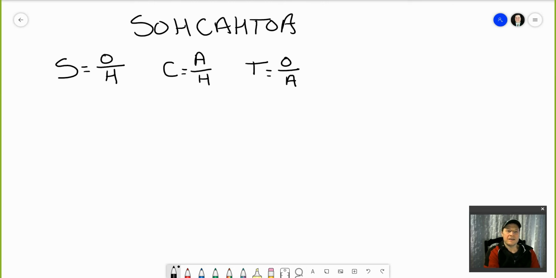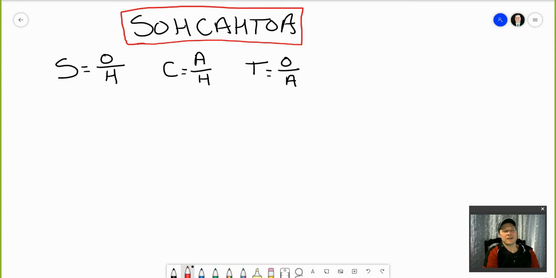You've never seen that before? Yeah, that's like alien lettering to me. All right. We refer to this as SOH CAH TOA. That's what it is. SOH CAH TOA. I promise you, this is a lot easier than it looks.